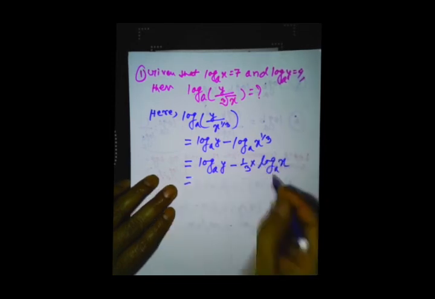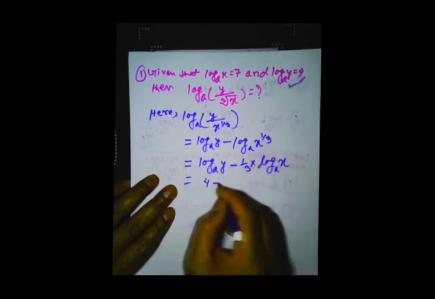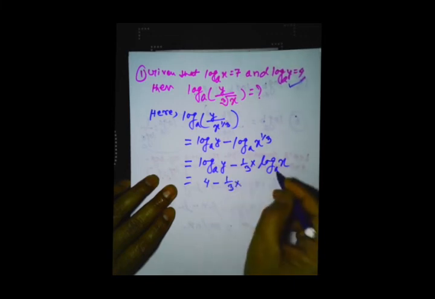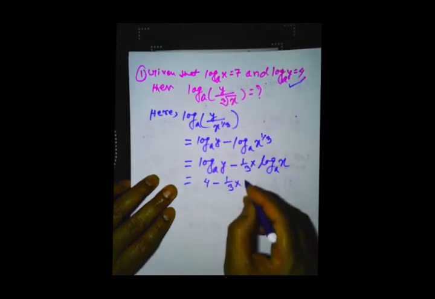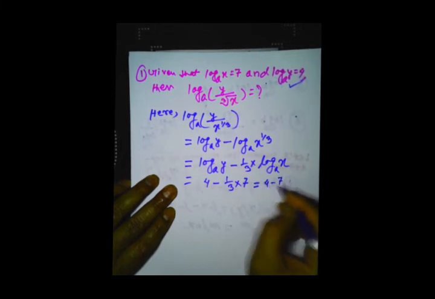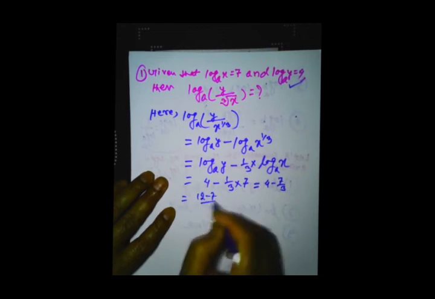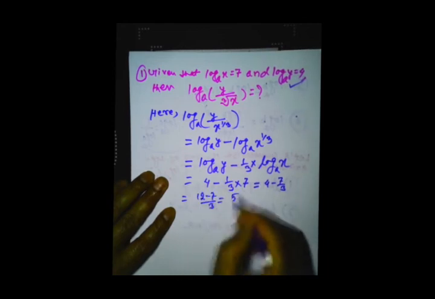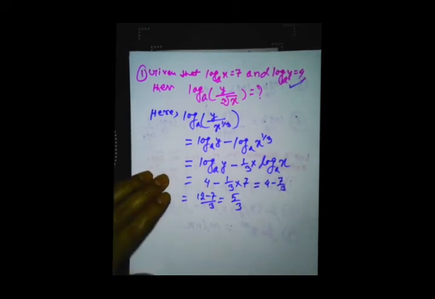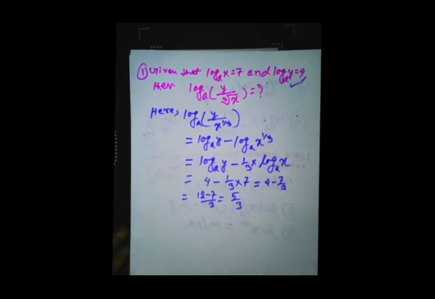Now you can see here log base a of y is given as 4, so you can write here 4. This is 1 by 3 times log base a of x, which is given as 7, so we can write 7 at this place, and now it is 4 minus 7 by 3, so it is 12 minus 7 by 3, and that is going to be 5 by 3. So in this way we can evaluate the logarithm, provided we have knowledge of all the properties of logarithm.